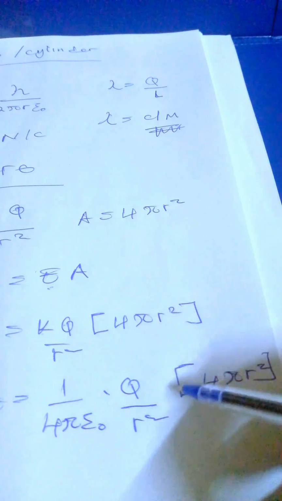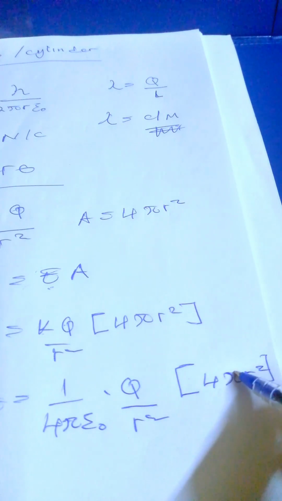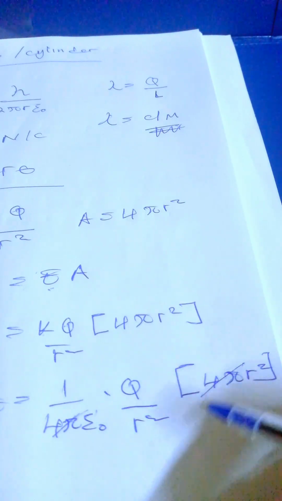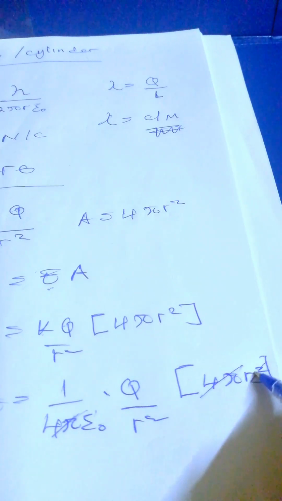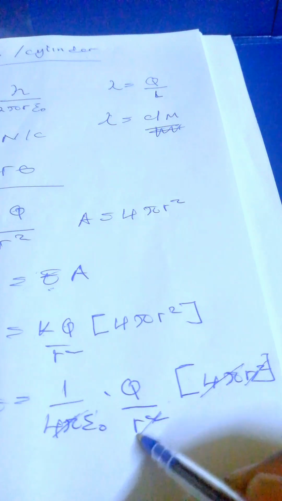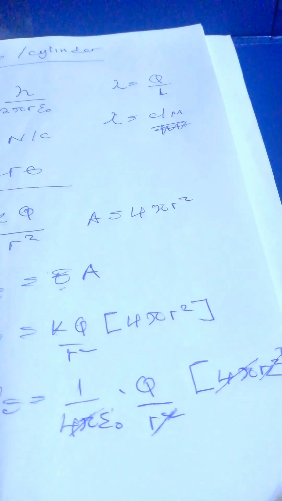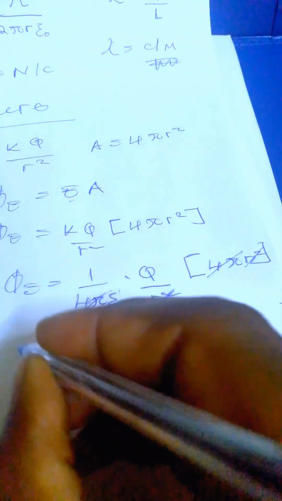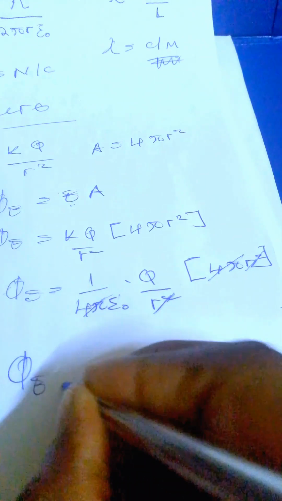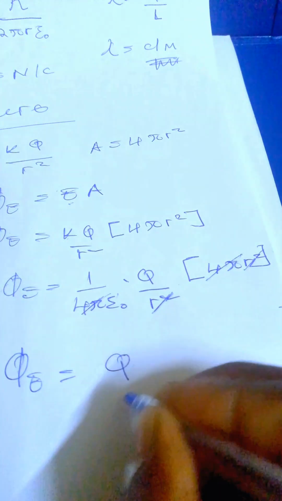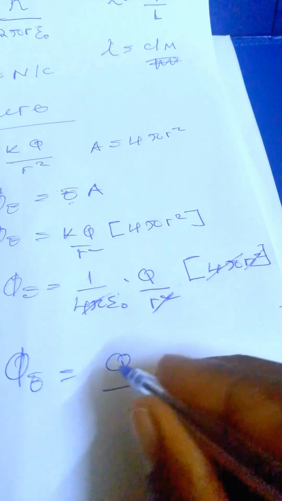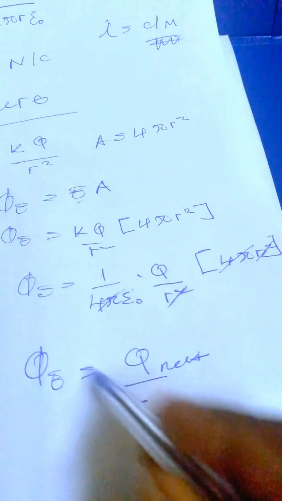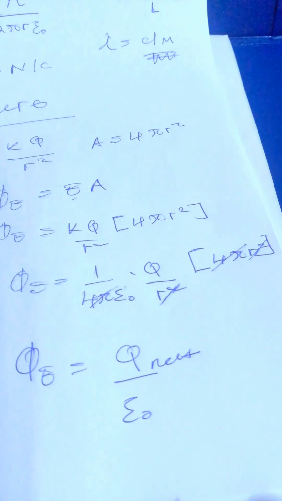From here, we're going to cancel out the common terms. I can see 4 pi here and also here. Then I have r squared, which I can also see here. So I multiply what I'm remaining with. I'm remaining with phi E equal to q over epsilon naught. This is the net charge. So this is where the Gauss's law formula came from.